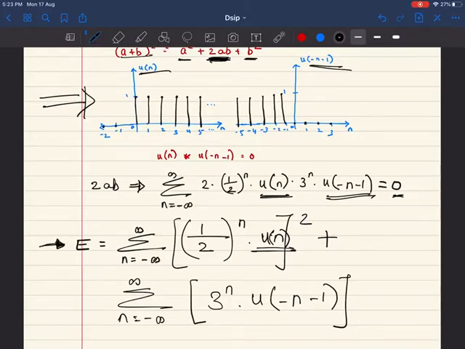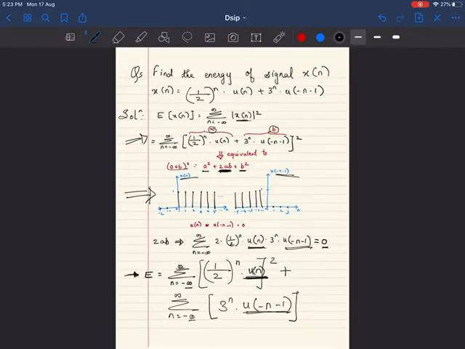Okay, so now (1 by 2) raised to n into u of n, and 3 raised to n into u of minus n minus 1. Now I know that u of n starts from 0 to infinity, so I am going to change these limits from 0 to infinity, and I know that u of minus n minus 1 starts from minus infinity to minus 1. So that's what I have done in the next step.